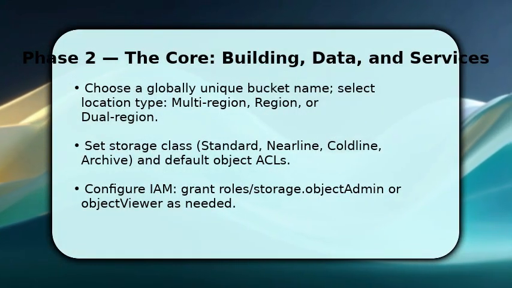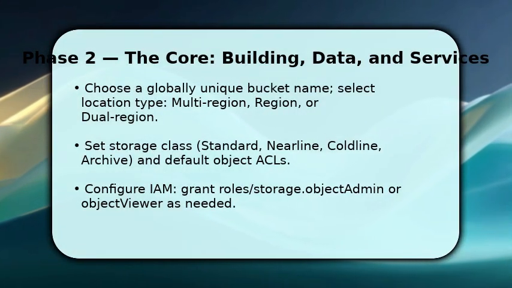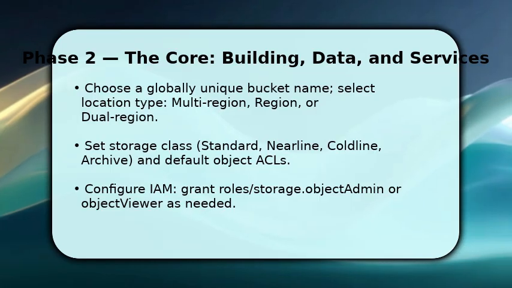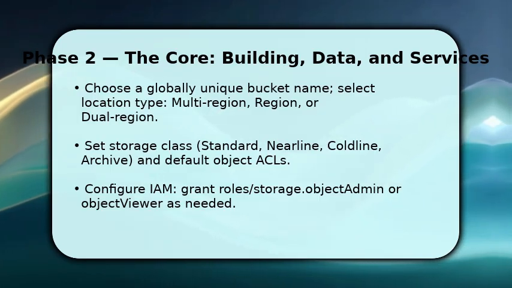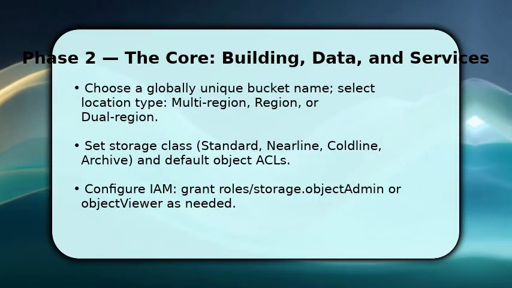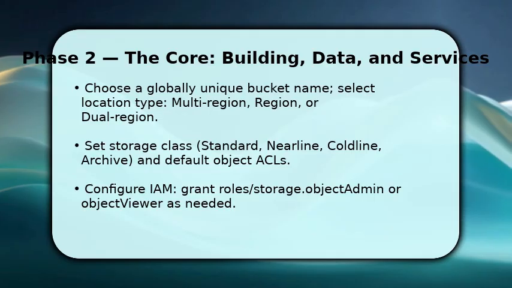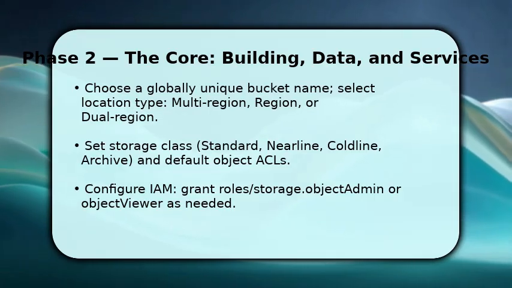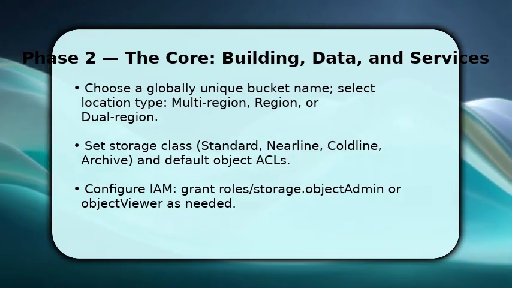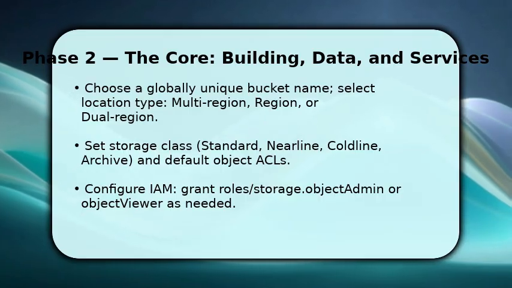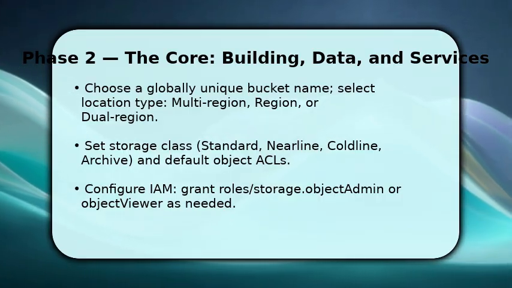Pick a globally unique name and choose location type: multi-region for redundancy or region for lower latency. Select a storage class that matches access patterns, then set default object ACLs or uniform bucket-level access. Use IAM to assign precise roles like Storage Object Admin for uploaders and Storage Object Viewer for readers.